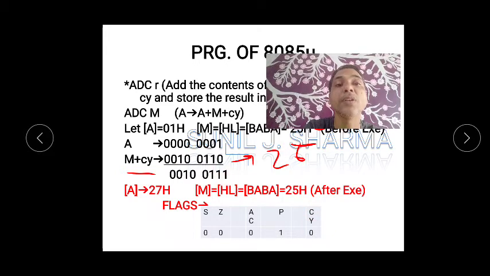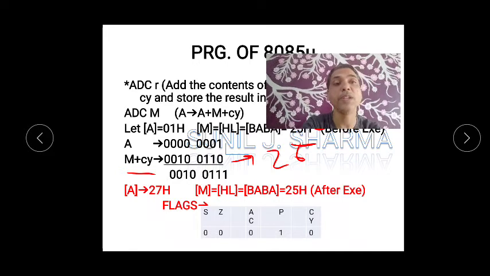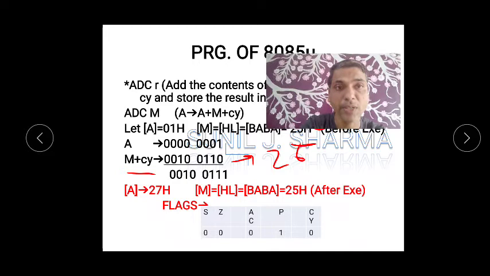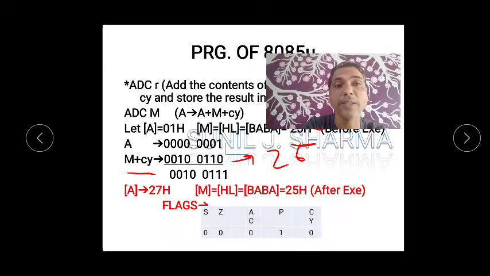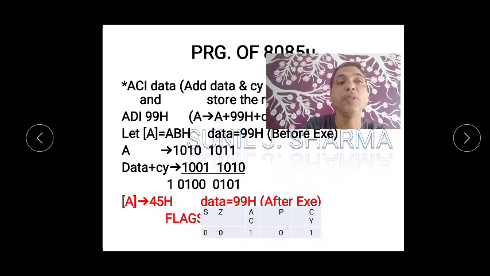Parity, yes, the total number of ones is 4. 4 is an even number, that's why you can see this is the even value. Now auxiliary carry is not generated, so keep it reset. Zero is not generated. Sign flag, can you see the 8th bit is not there at all, so the sign flag is also 0. Now let's go with the last instruction of addition, that is ACI data.